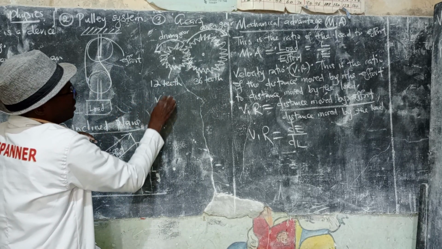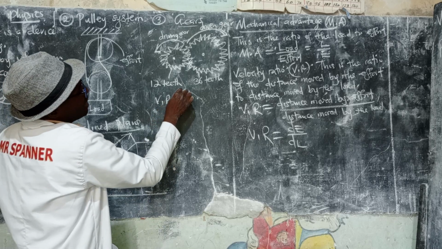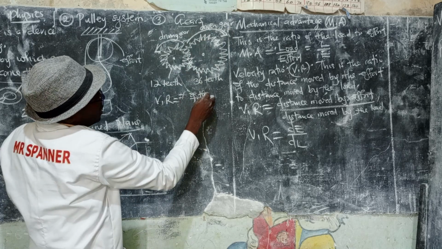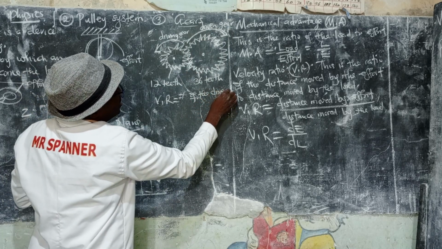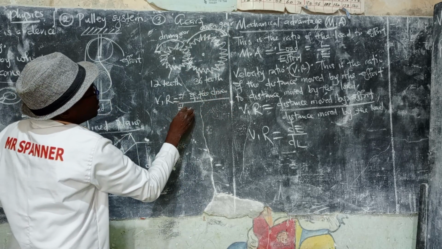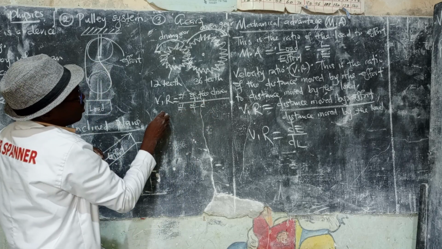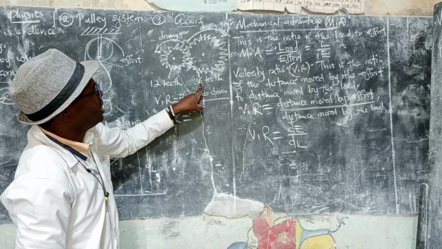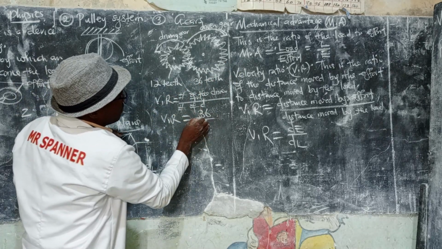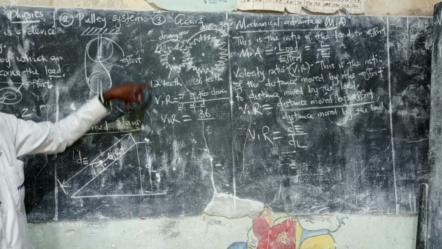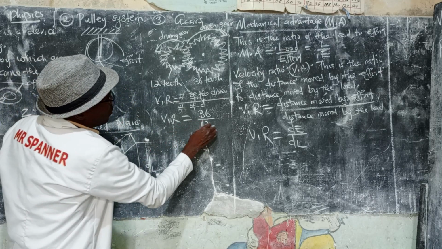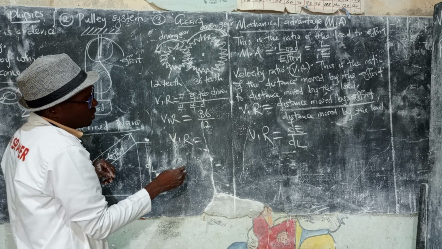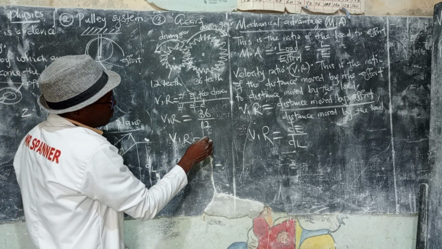So you just say VR is equal to the number of teeth in the driven gear over the number of teeth in the driving gear. Which means VR is equal to how many teeth do we have in the bigger gear, 36, divided by how many teeth in the other gear, 12. Which means VR is equal to 36 over 12. We get 3.